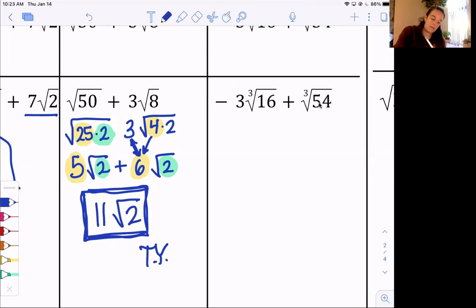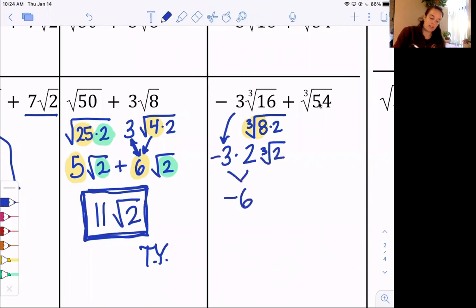So if I'm thinking about cube root here, I'm thinking, okay, this is 8 and 2. The cube root of 8 is 2, because 2 times 2 times 2 is 8. And I'm going to bring down that negative 3. I'm not going to forget this time. Bringing down this negative 3. And I have the cube root of 2 left over. So this would be negative 6 cube root 2.